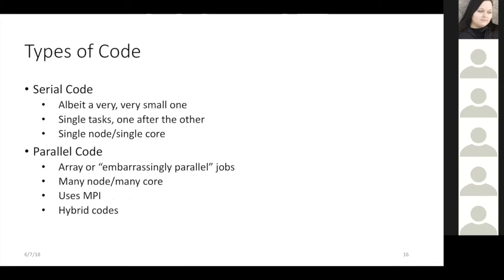So there are two different types of codes. Serial code is one of the first ones I talked about. It's a single task that has slightly different input that needs to be repeated over and over and over again. These usually take a single node and a single core, and therefore you can sort of stack things together.